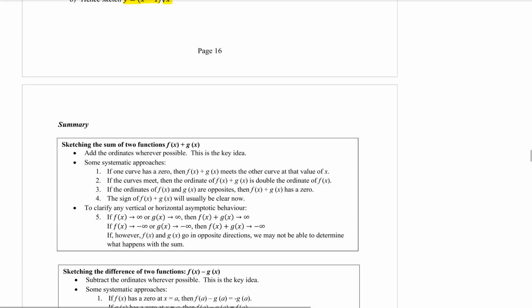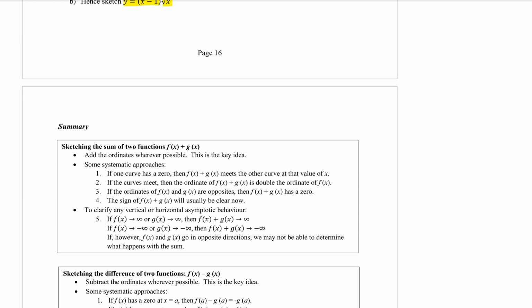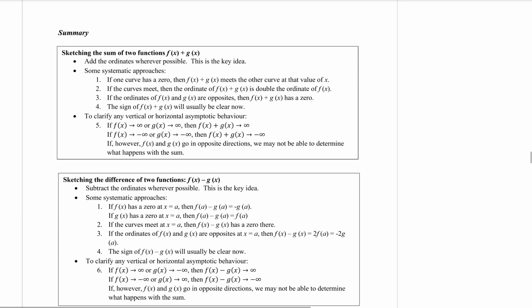On the next page, here is a bit of a summary of some of the properties that we have come across. So by sketching the sum of two functions, f of x plus g of x, it says here the first thing you should do is always add the ordinates wherever possible. This is the main idea, but there are some systematic approaches that you can use. If one curve has a 0, then when you add them together, it's going to be the value of the one that is not 0.